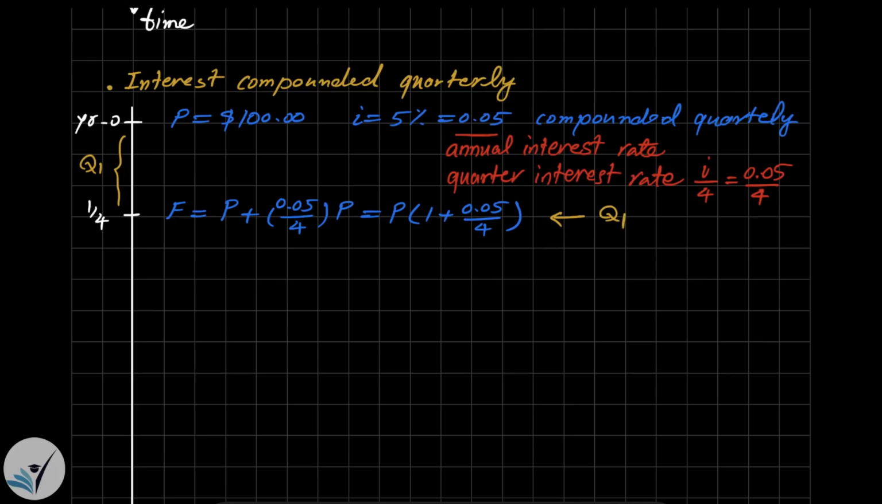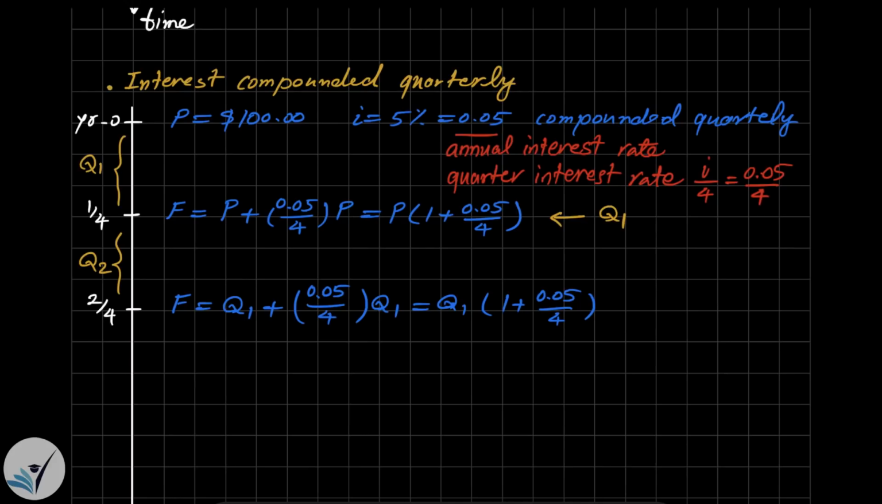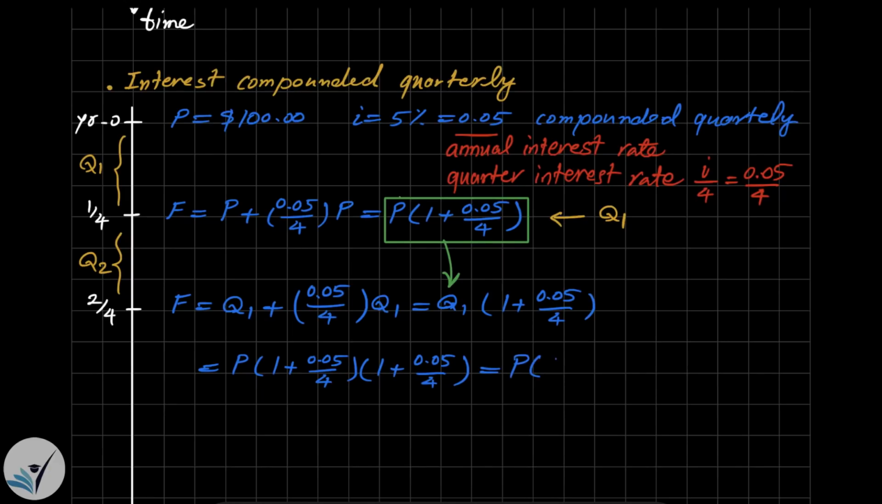Moving on to the end of the second quarter, Q2, the balance of the account F is equal to what was in the account at the end of the first quarter, let's call it Q1, plus the interest, which is 0.05 divided by 4, applied to the balance of the account at the end of the first quarter, Q1. And we can simplify this equation, and we get Q1 times 1 plus 0.05 divided by 4. And we can replace Q1 with what we obtained up here. So we would get P times 1 plus 0.05 divided by 4 times 1 plus 0.05 divided by 4. And after further simplification, we would get P times 1 plus 0.05 divided by 4 to the second.